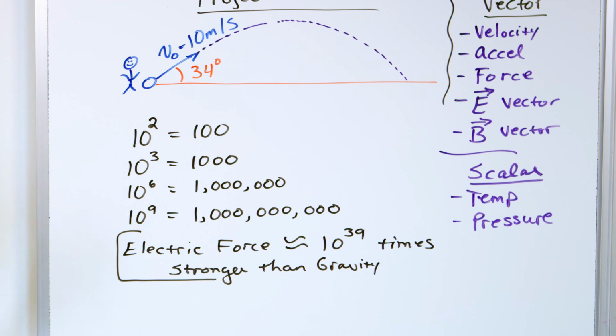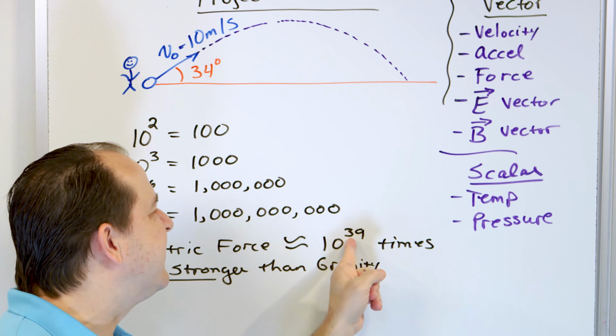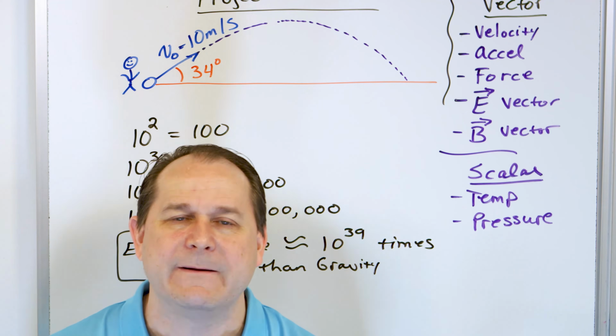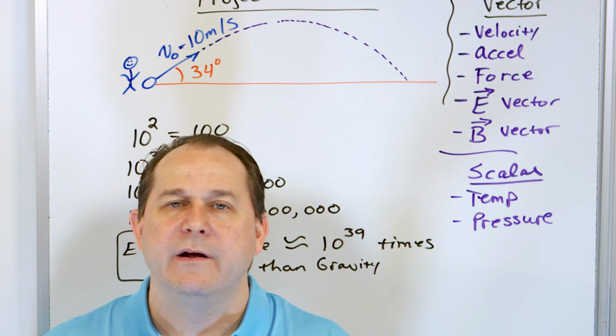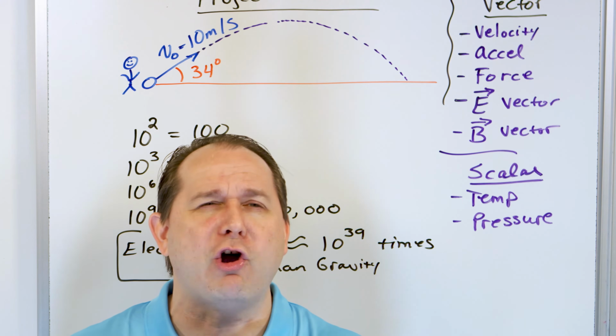You know, 10 to the power of 3 is 1,000. 10 to the power of 6 is 1,000,000. 10 to the power of 9 is 1,000,000,000. No, no. The electric force says 10 to the power of 39. Look at how many more zeros you would have to add behind a number 1. And that's how much stronger the electric force is. It's incredibly strong.